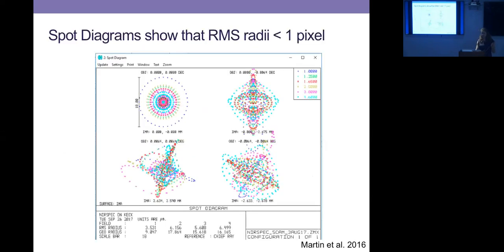And so tests of the spot diagrams show that the spot sizes are well within 1 pixel. So this is an 18 micron box here. And this is the on-axis field. And then we've got, let me see, this is a corner and a side. And so basically all the way from 1 to 4.5 microns or 4.6 microns, right in the middle of L-band, we're getting really good optical quality.